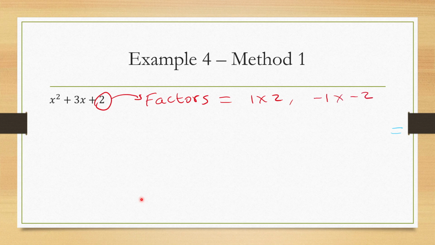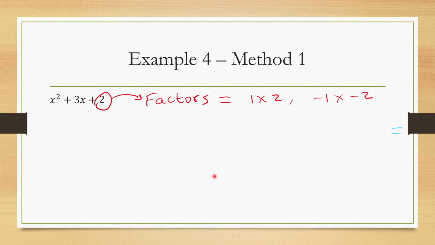First of all, we're going to find the factors of 2. Factors of 2 can be 1 times 2 or minus 1 times minus 2, because as you can remember, a minus times a minus still gives a positive. So regardless of the sign up here, we're always going to consider the minus factors as well.